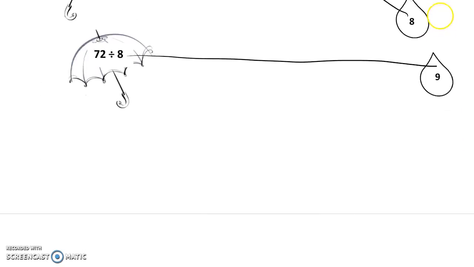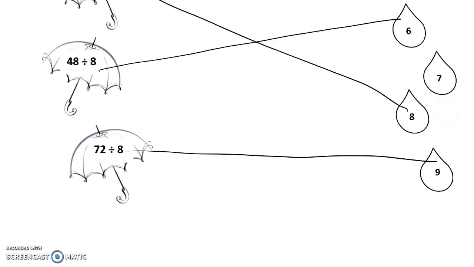All right, so that is the end of problem set number 10. Go ahead and get started on your homework and practice using the distributive property as a strategy to multiply and divide.